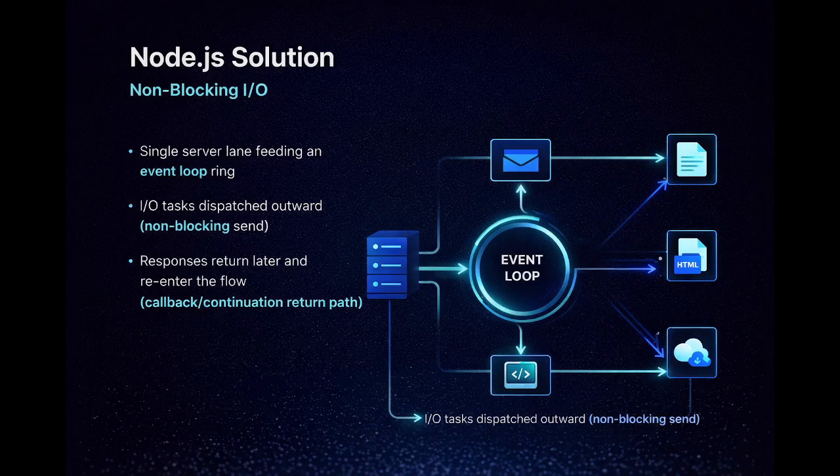Node.js approaches this problem differently. Instead of creating a thread for each request, it uses the non-blocking I/O model. This allows the server to continue handling new requests without waiting for previous tasks to finish.